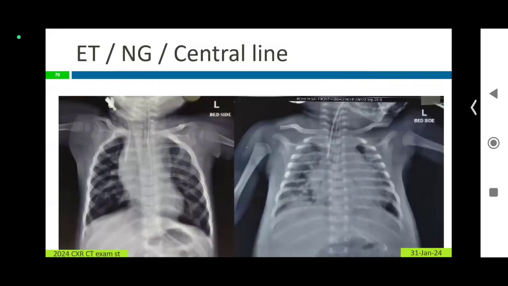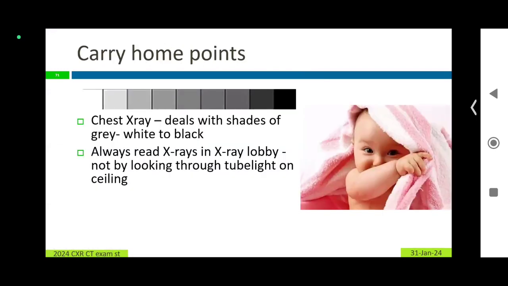Okay. And don't miss out any lines, any tubes, any needles like this. What is this catheter? IJV catheter. What is this endotracheal tube? What is this NG tube? So don't miss out tubes, don't miss out ETs, don't miss out vascular catheters, central lines in X-rays of children. X-ray deals with shades of gray.